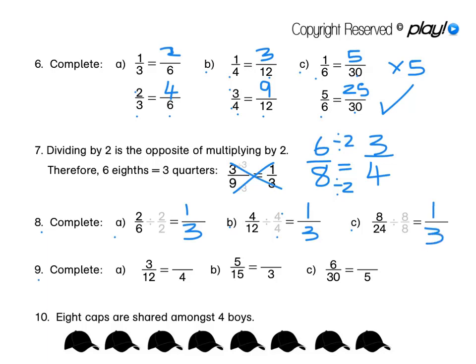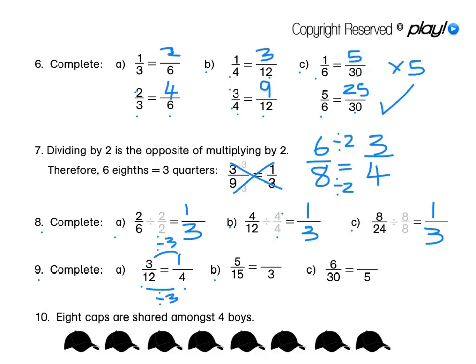Let's look at 9. Now we have to do some thinking work. From 12 to 4, we divide by 3. So the top we must also divide by 3. And 3 divided by 3 is 1. So 3/12 is equal to 1/4. And you check, we've divided by 3 and the top we've also divided by 3.